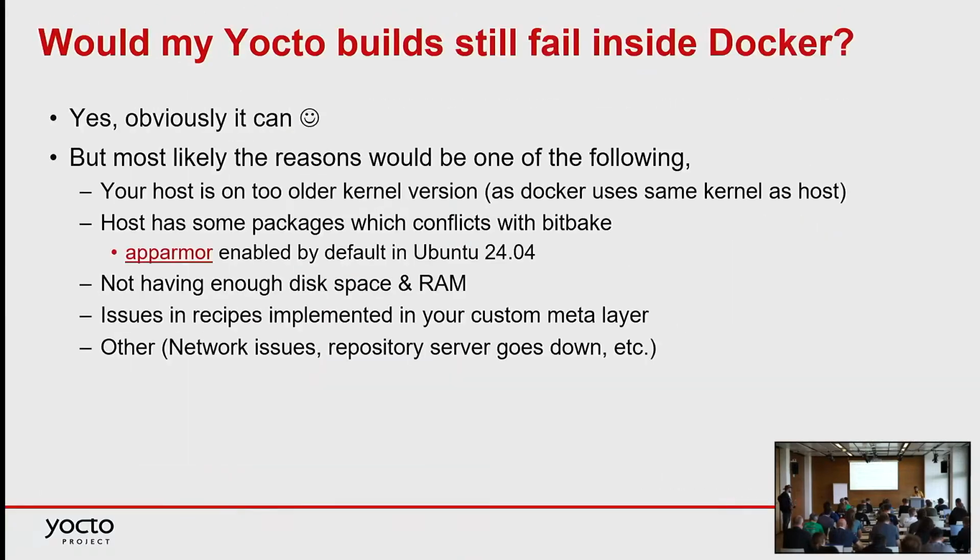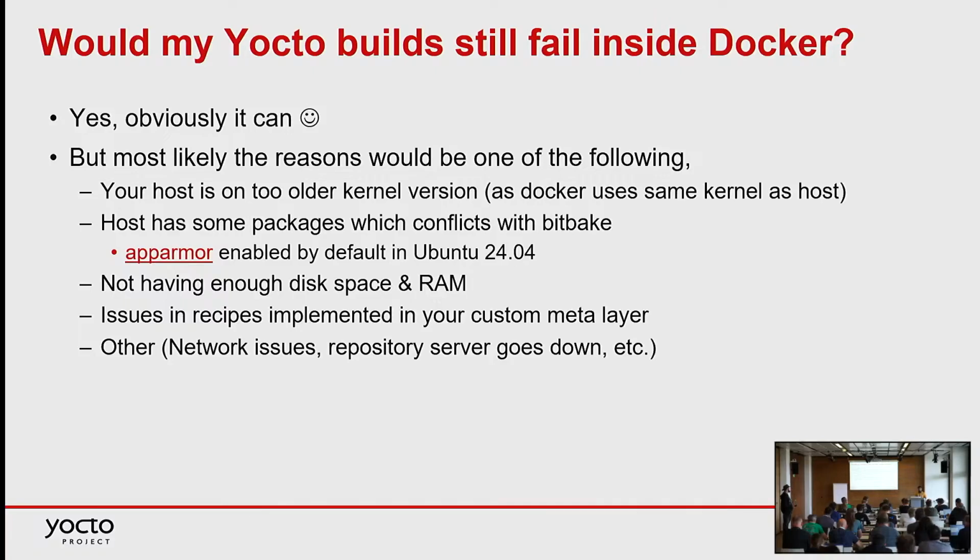So yeah, is there any possibility that the Yocto builds will still fail inside Docker? The answer is obviously yes. But I have jotted down a few reasons, and it can be one of the following. Either your host kernel is too old. Even though Docker provides a virtual environment, it uses the same kernel as your host system. So it might happen that your kernel is too old and Yocto is not supporting that. So ensure that you are using a latest kernel image.